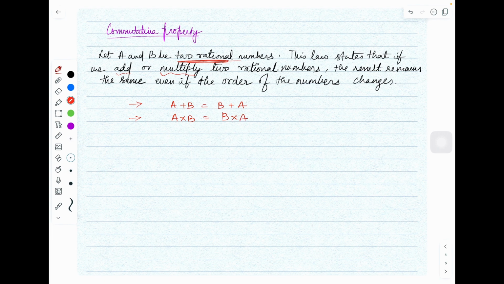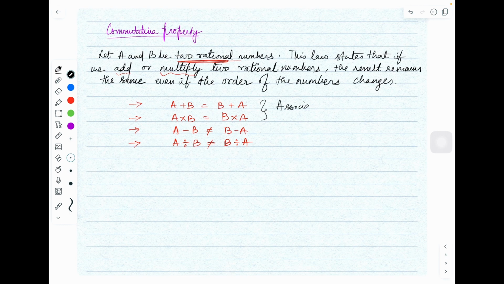That means if you add b to a, or if you add a to b, you are going to get the same number. Similarly, if you multiply b to a, or if you multiply a to b, you are going to get the same number. But a minus b is not equal to b minus a, and a divided by b is not equal to b divided by a.